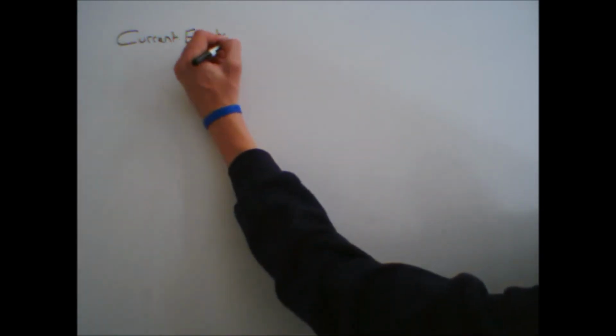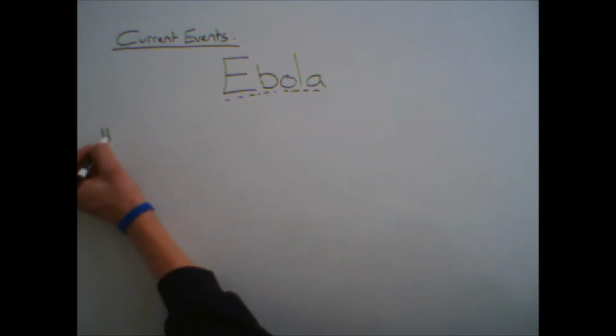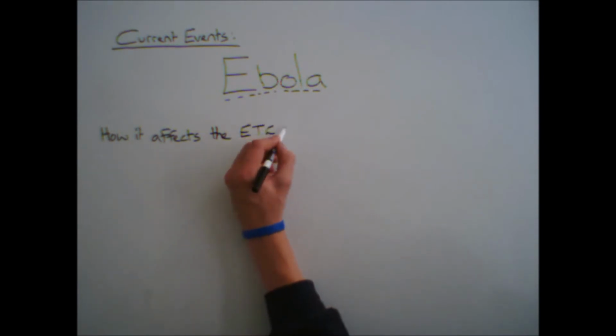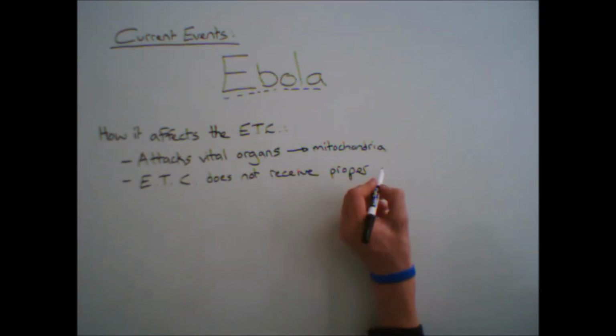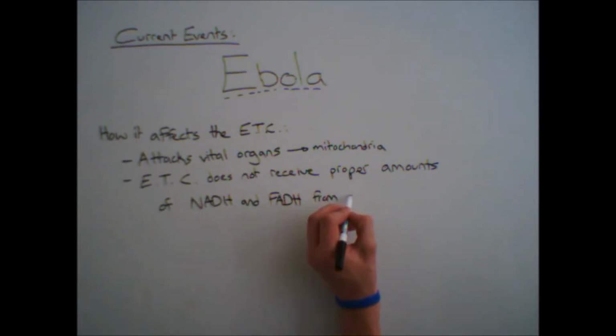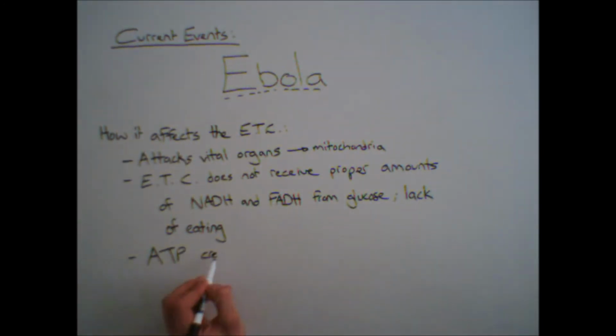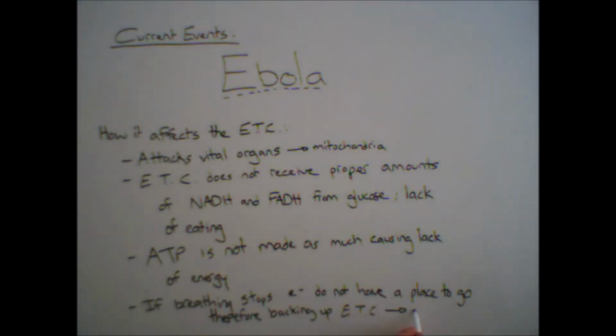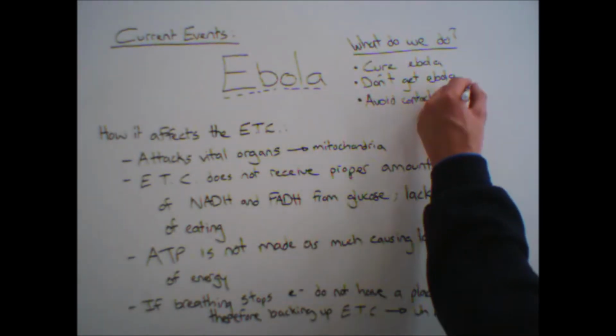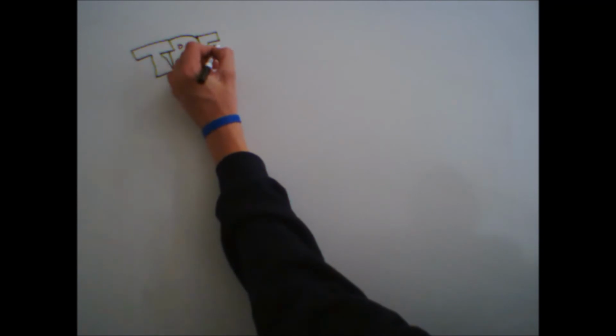And now on to current events, which we decided to do on Ebola because that is very current. It affects the ETC because it attacks vital organs, which is like mitochondria, and the ETC does not receive proper amounts of NADH and FADH2 from glucose, which is lack of eating, and ATP is not made as much, causing a lack of energy, and basically because you have no energy, you die. What do we do about it? Cure Ebola, don't get Ebola, or don't come in contact with anyone with Ebola.